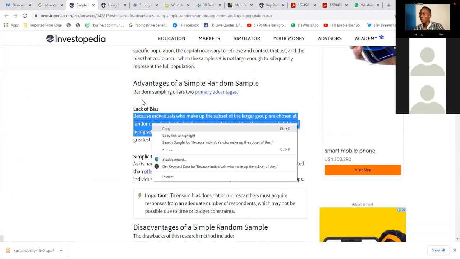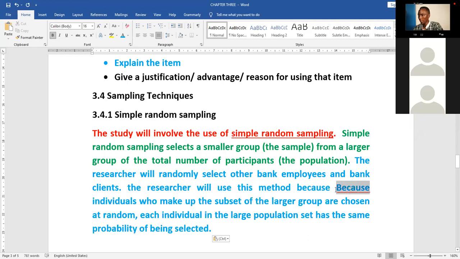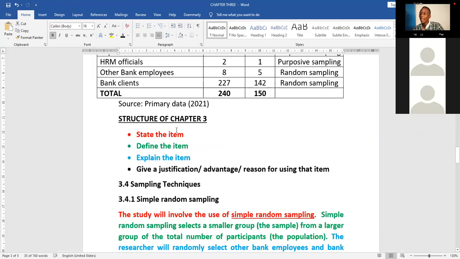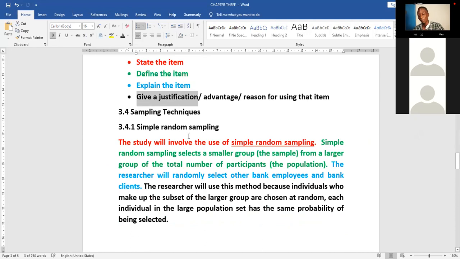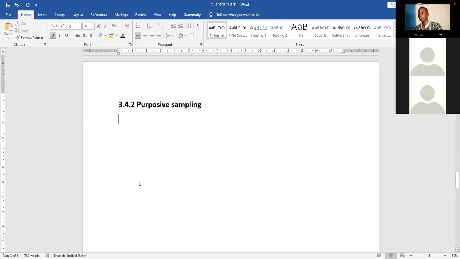So I've copied it. I'm going to go back to our work, and then I say, as the researcher, I will use this technique because, and then you paste there your reason, just like that. So this is the last part, which is the justification, and let me put it in color black. When you are doing this part, you're supposed to state the item first, define the item, explain the item, and then give a justification. Those are the four things that you're supposed to follow whenever you're doing sampling techniques. Then after that, we are going to go to another item, which is purposive sampling.